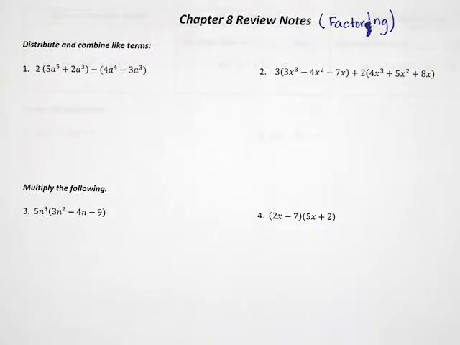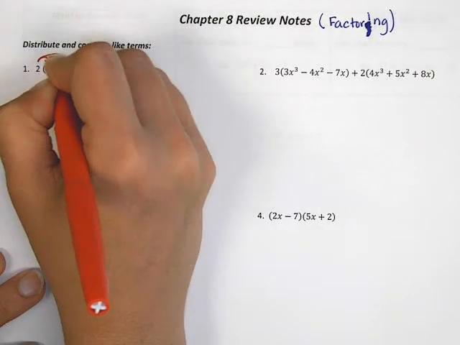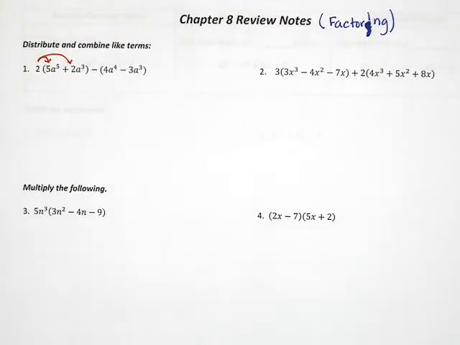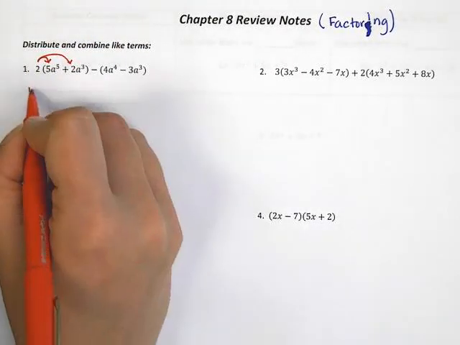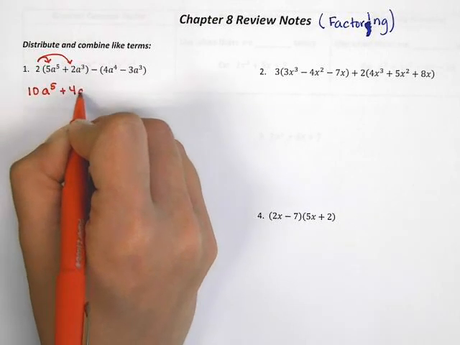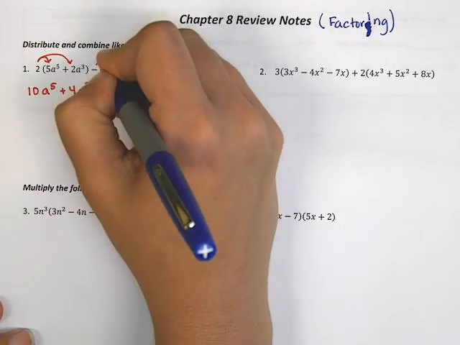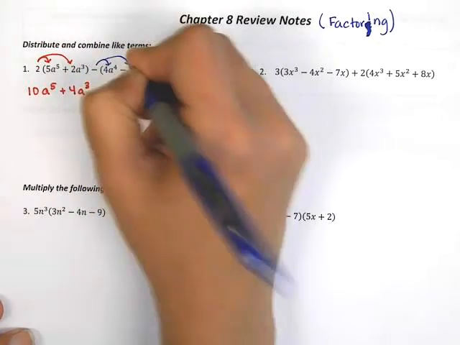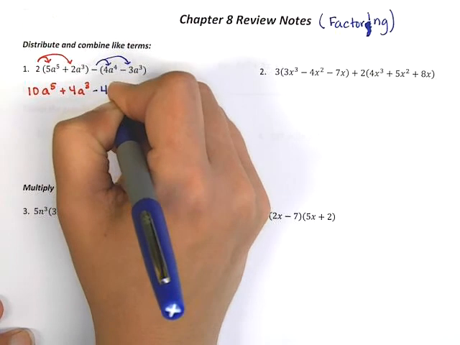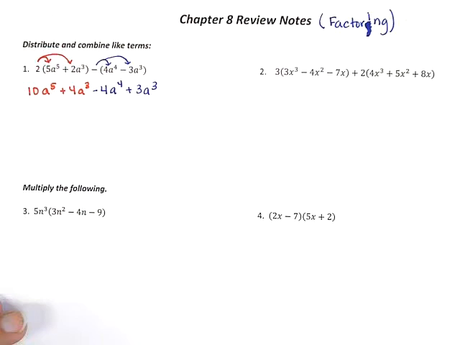So, we started by talking about distributing and combining like terms. If we're distributing and combining like terms, first I would distribute the 2 to everybody in the first parentheses. And that's going to give me 10a to the 5th plus 4a to the 3rd. Then I would distribute the minus to everybody in the second parentheses. So I would have negative 4a to the 4th plus 3a to the 3rd.